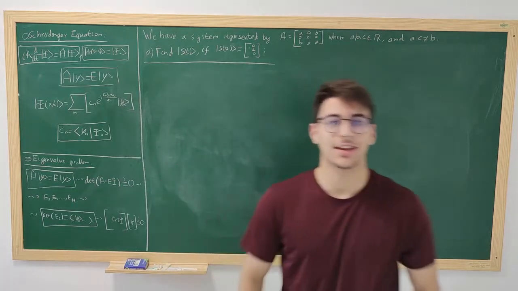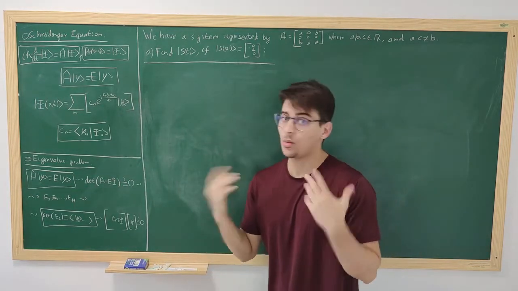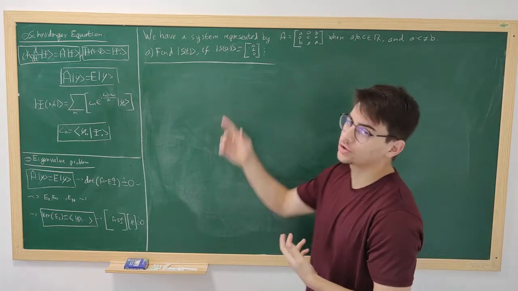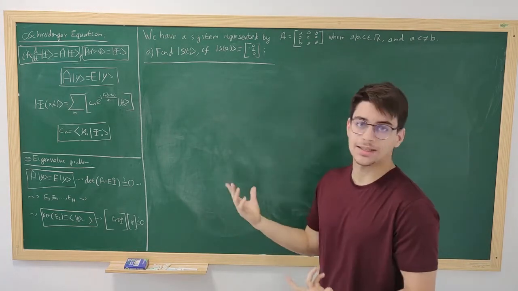Hi, so today we're going to be looking at a problem on quantum mechanics. This is a really standard problem in which we're given the Hamiltonian and we have to find the time evolution of some initial state.